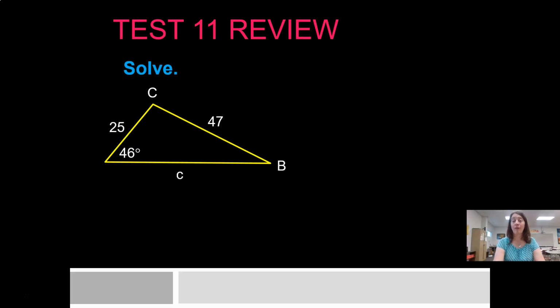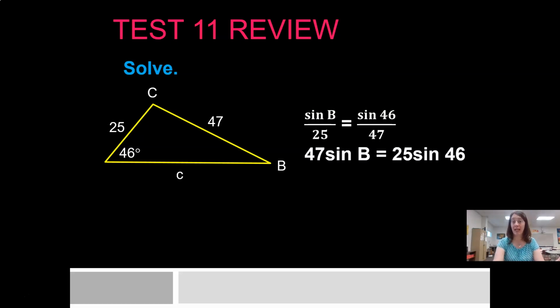Well, if I am going to look for angle B, I have to use my law of sines. I can't subtract from 180 because I only have one of the angles in the picture. So setting up my angle over its corresponding side, sine b over its side of 25, and here's our complete ratio, sine 46 over 47. Cross multiply, just like we did on the last couple examples: 47 sine b equals 25 sine 46.